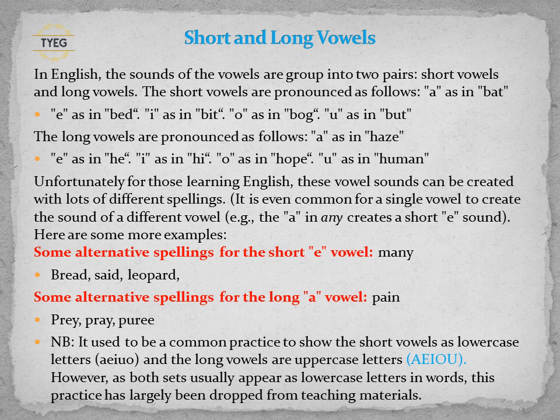NB, it used to be a common practice to show the short vowels as lowercase letters, o, and the long vowels as uppercase letters, U. However, as both sets usually appear as lowercase letters in words, this practice has largely been dropped from teaching materials.